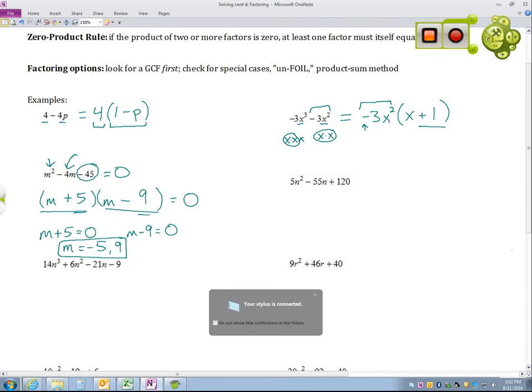There we go. Okay, looking at this next one, numbers are a little bit bigger here, but because I'm looking for a GCF first, I notice that all three terms are divisible by 5. So the first thing I'm going to do is I'm going to divide all three terms by 5, and I'm going to move that 5 to the outside. Okay, so then I have an n squared. 55 divided by 5 is 11, so minus 11n, and 120 divided by 5.